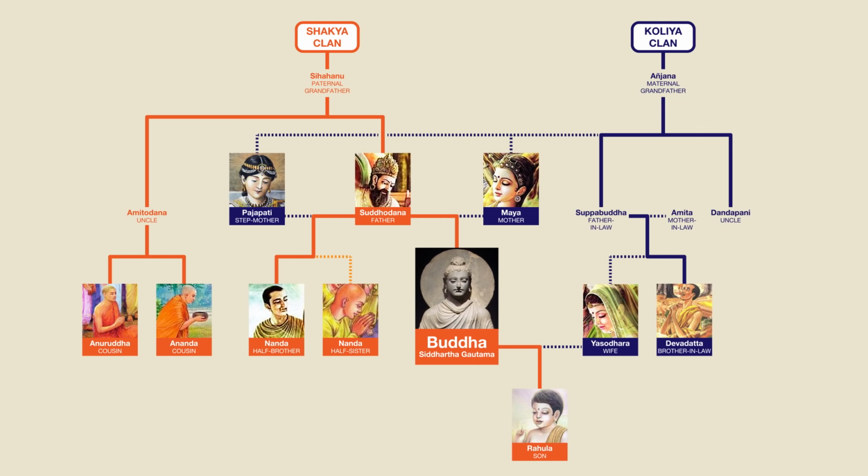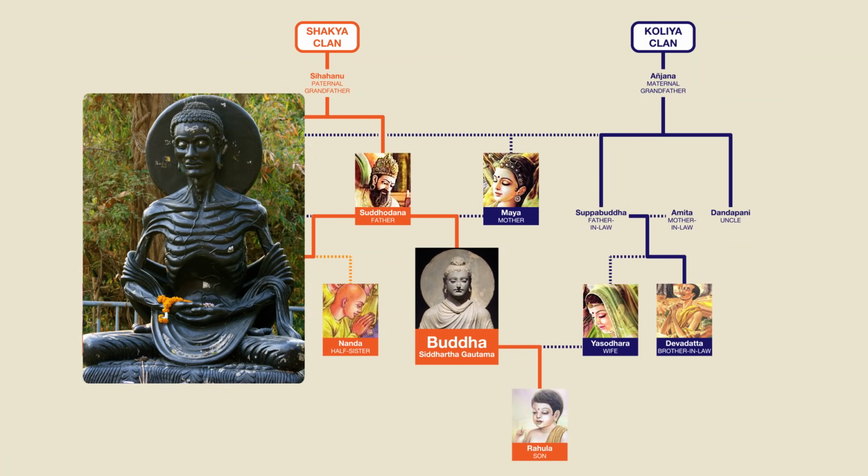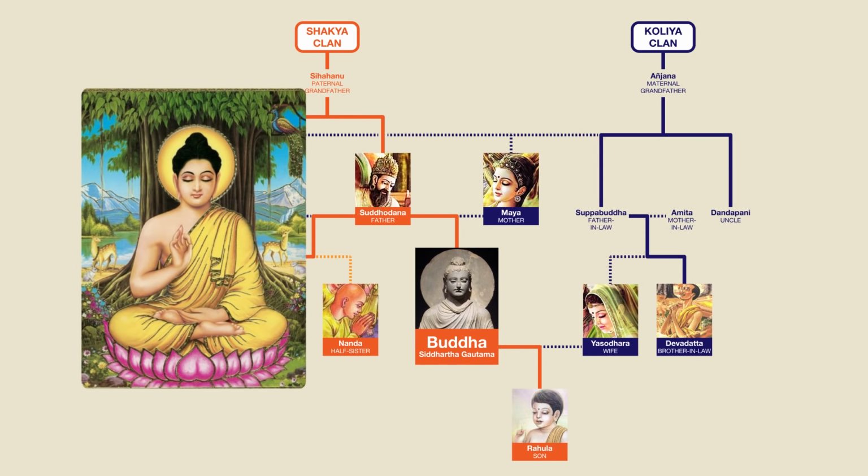Prince Siddhartha married his cousin Yosudhara from the Koliya clan, and together they had a son named Rahula. However, one day, Prince Siddhartha left the palace and came to know about human suffering. Because of this, he decided to leave his family and life of luxury and live a life of extreme poverty and meditation instead. But after several years as an ascetic, he achieved enlightenment and became the Buddha, the word Buddha meaning one who has awakened.